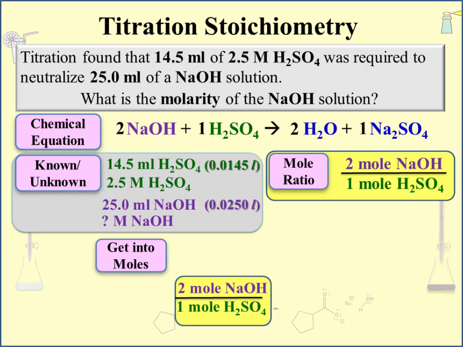Step 4 is getting into moles. Get the volume of the acid into moles of the acid. What converts volume of a concentration into moles of that substance?